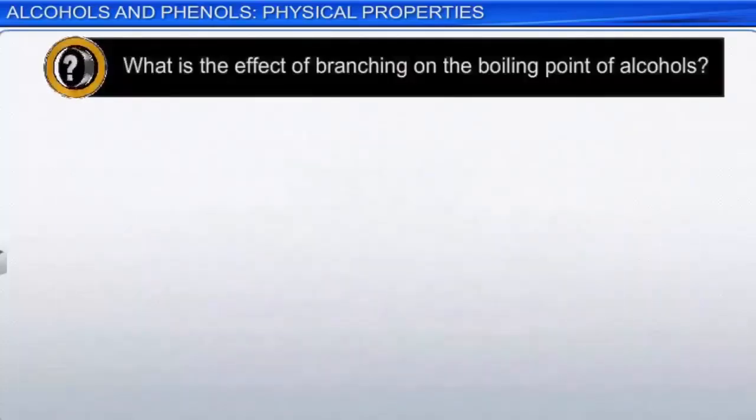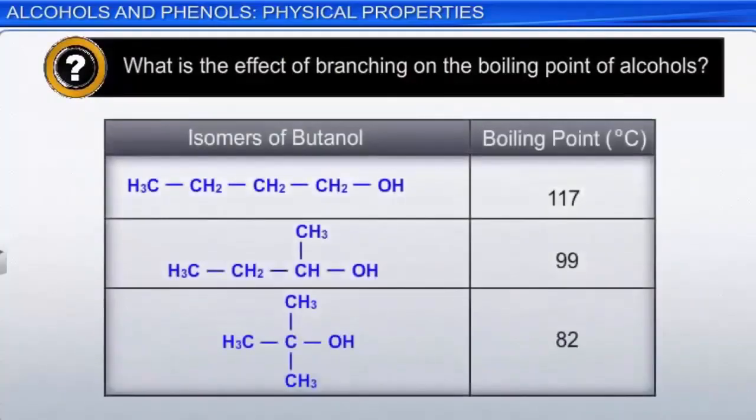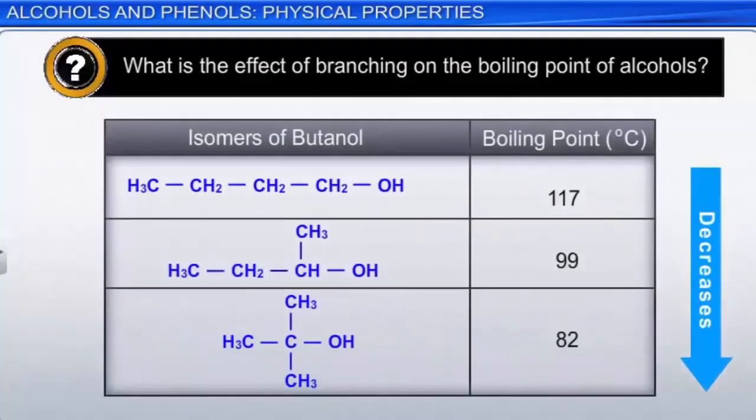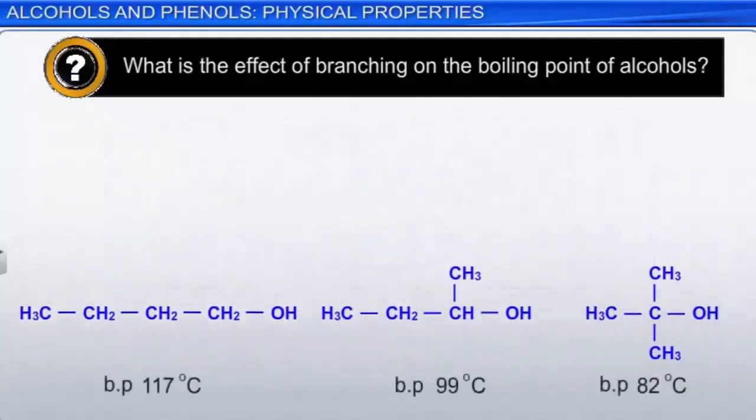What is the effect of branching on the boiling point of alcohols? Use the information in the table. The table shows 3 butanol isomers, which all have the same molecular formula.